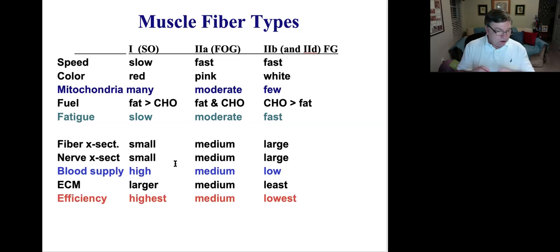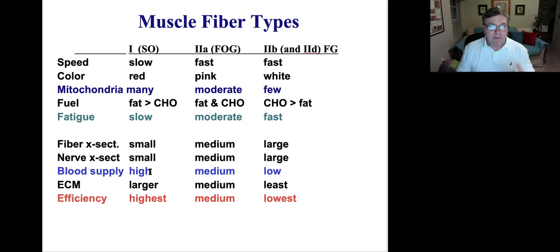The cross-sectional area of the alpha motor neuron is largest with the type 2Bs and then smallest with the type 1s. So what does that mean? At the spinal cord, we start recruiting the alpha motor neurons that are the smallest in cross-sectional area first, and then the largest ones are recruited last. That's the size principle for motor neurons.